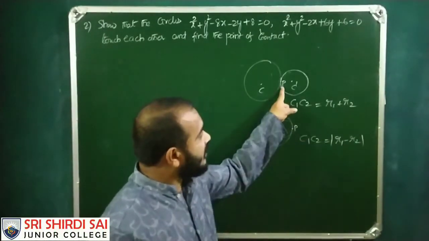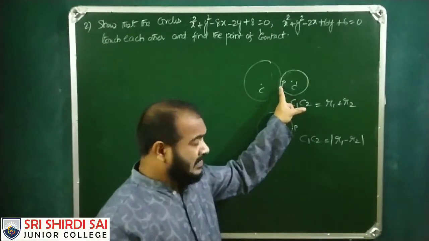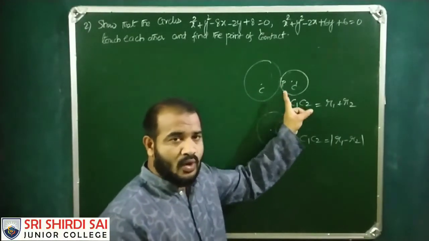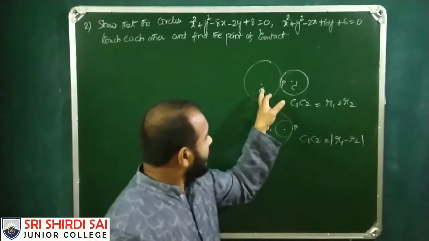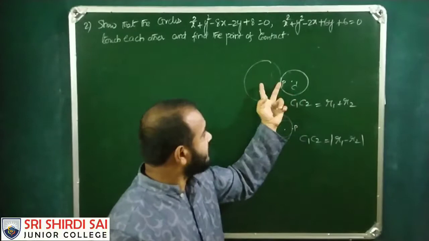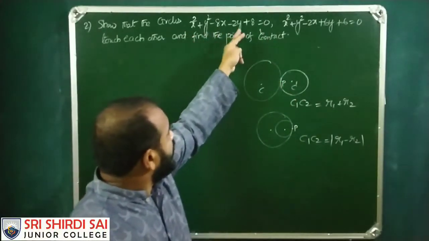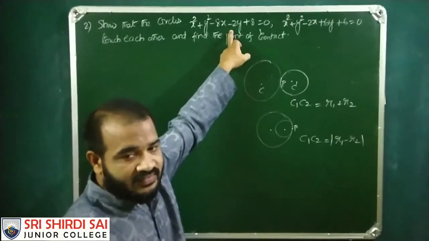Here it is (R1x2 minus R2x1) by (R1 plus R2), and (R1y2 plus R2y1) by (R1 plus R2), where (x1, y1) is the center of the first circle and (x2, y2) is the center of the second circle. Radius is found through the formula root of g square plus f square minus c.